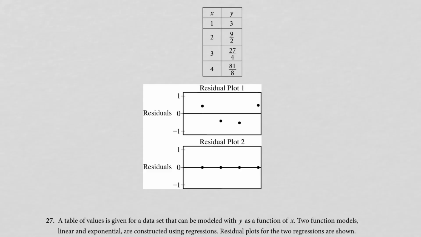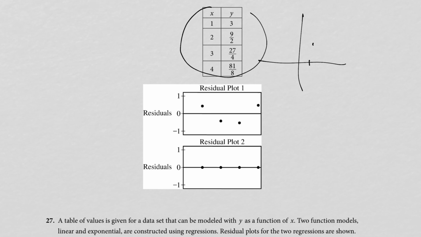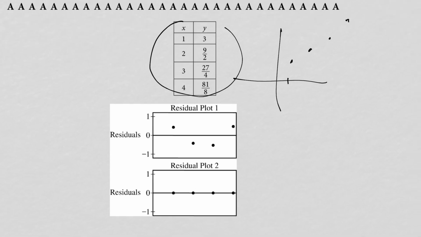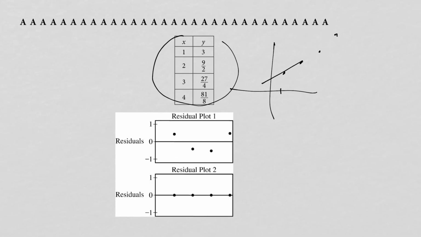27. Here's some points that would be on like a scatter plot. 1, 3, 2, 4.5, 3, 5 point something, 4, 10 point something. And then there's two function models, linear and exponential. So if I were to take this model and try to fit a line to it, I get some residuals, meaning some points are above the line, some are below. But if I do it instead with an exponential, the points are right on it.